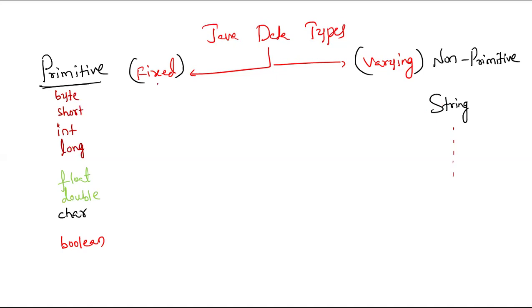Then which are fixed size? All these are fixed in size. It means only certain data, a certain range of values, is possible to store by using these primitives. But when it comes to string, we can store any type of data. Then before we go for the next part, what is the purpose of each?